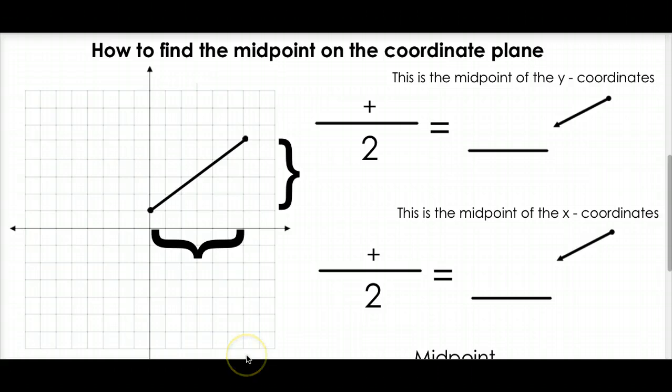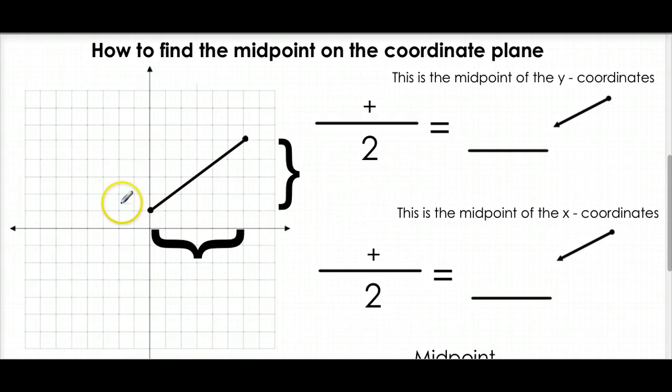Now let's expand this to 2 dimensions on the coordinate plane, and we're going to find the midpoint of this line right here. Now we can't just count, because you have these parts where it doesn't really go through one square, so you can't just count how many squares there are. It's uneven. So we need a formula.